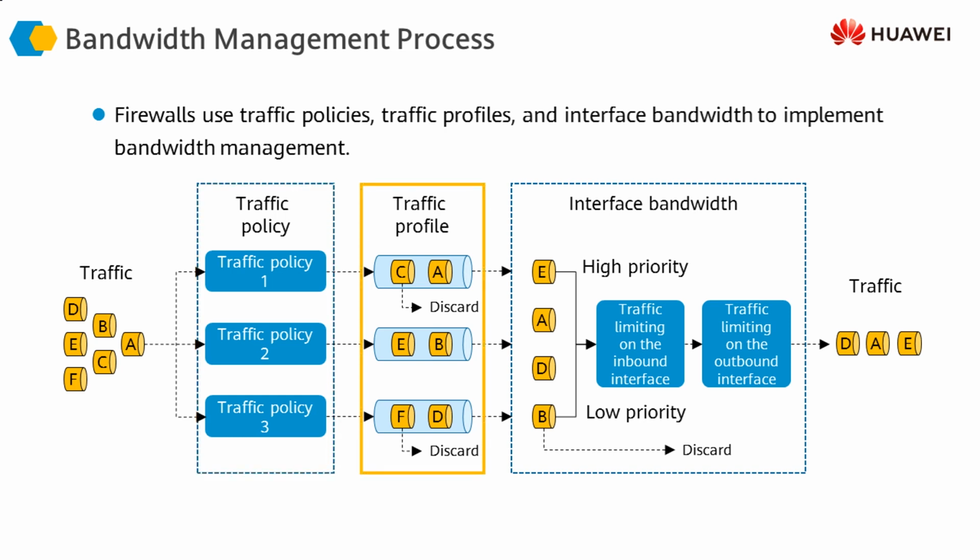And then once we have configured this policy, we attach a traffic profile to this policy. When we attach a traffic profile to a policy, this means that whatever traffic limitations or guarantees we have configured in the profile are going to be applied to the traffic that has been defined in the traffic policy.